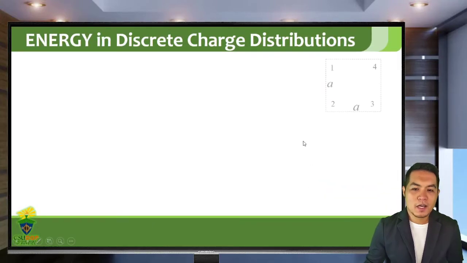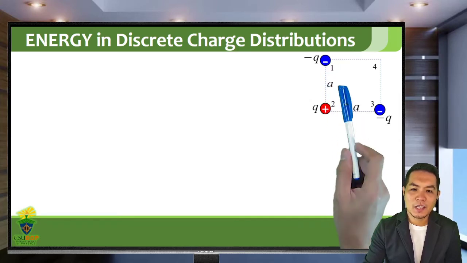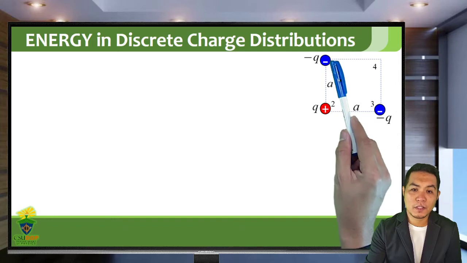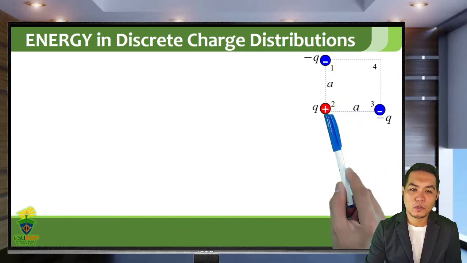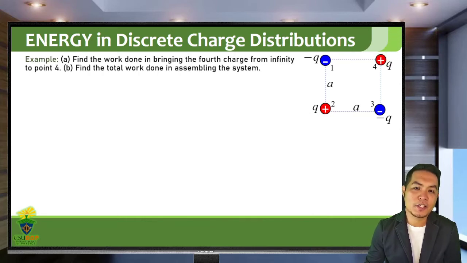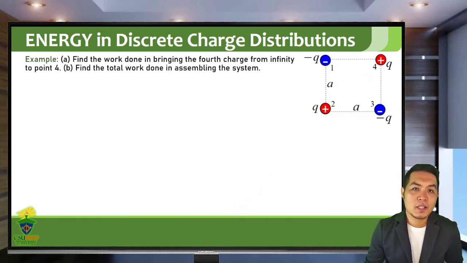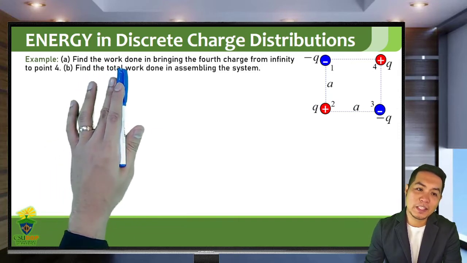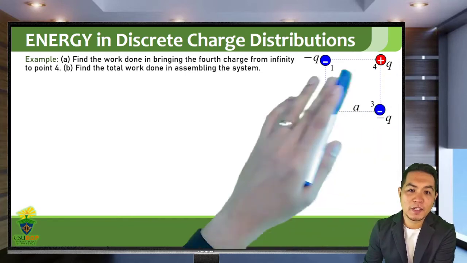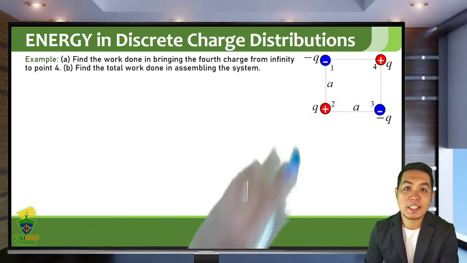So let's have an example. Suppose you want to make a square charge distribution. So this is your square, side a, and you have 4 corners, and you place 4 charges at every corner: Q1, Q2, Q3. Assuming you already have set up Q1, Q2, and Q3, you want to bring a 4th charge, a positive charge Q, from infinity to point 4. How much work will be done in bringing this 4th charge from infinity to point 4, and what's the total work done in assembling the whole system?